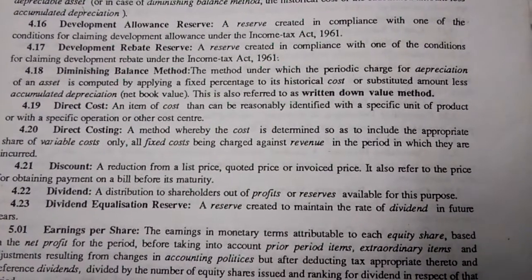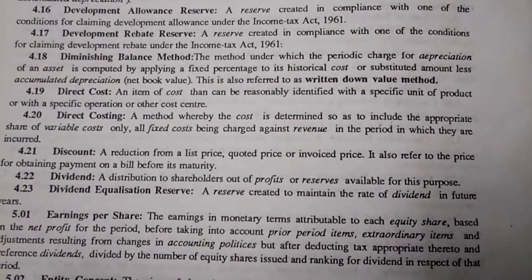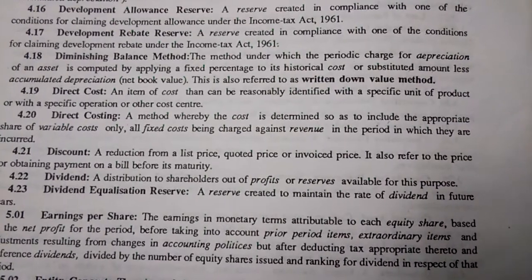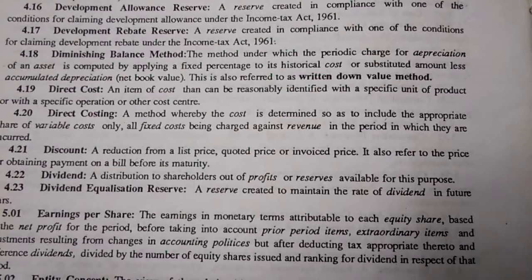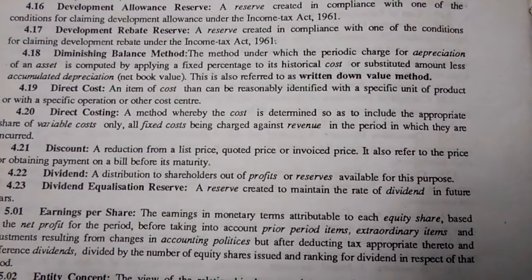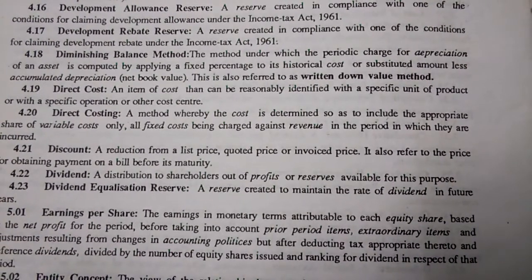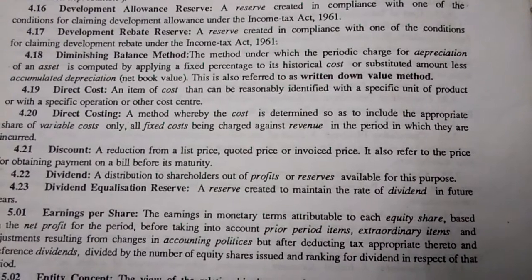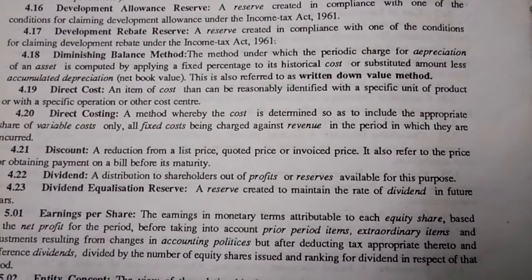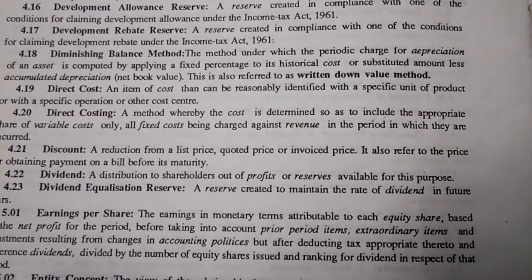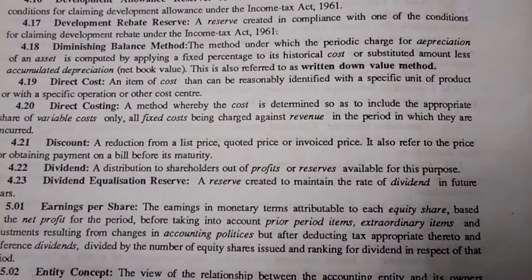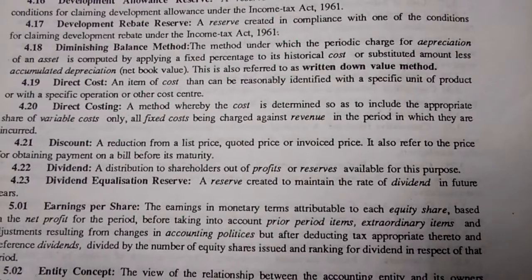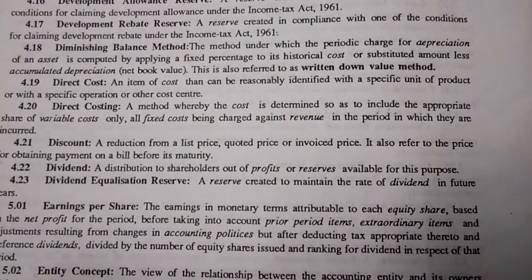Diminishing balance method: the method under which the periodic charge for depreciation of an asset is computed by applying a fixed percentage to its historical cost or substituted amount less accumulated depreciation. This is also referred to as written down value method.